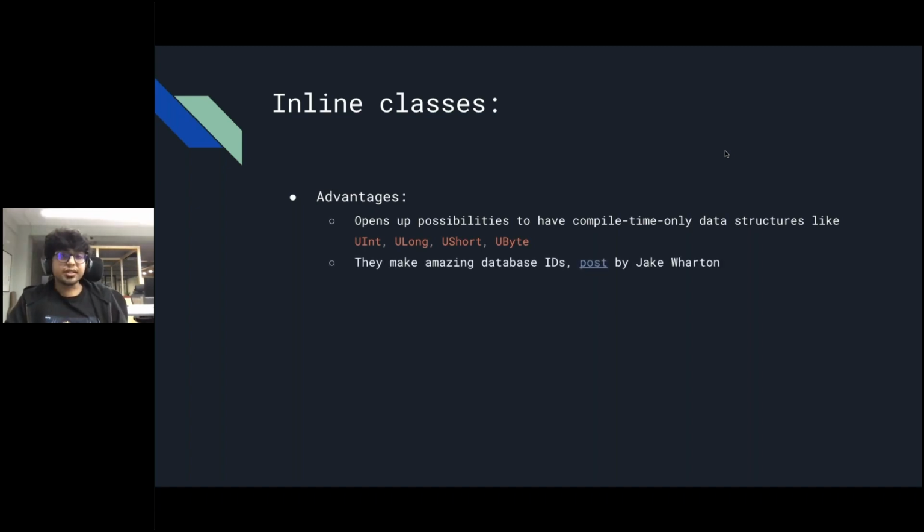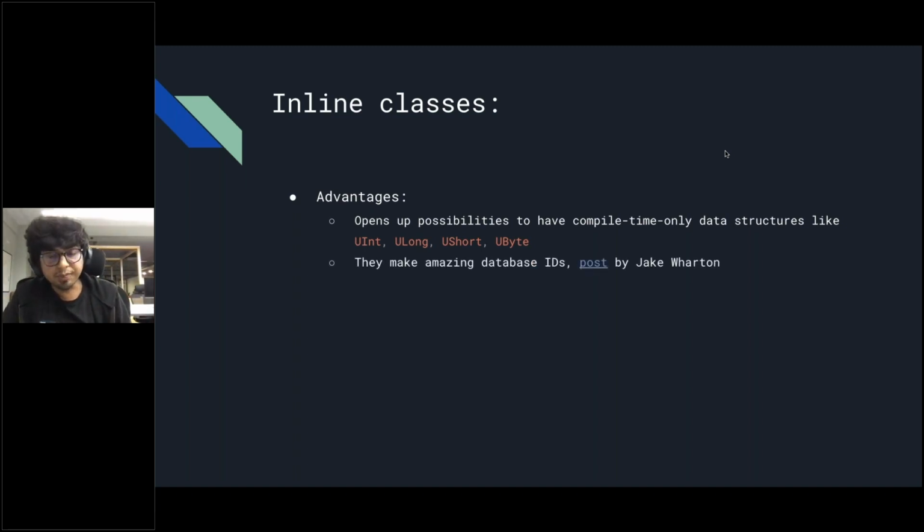Because of inline classes, when you can have runtime data structures, you can have compile time data structures for uint, but during runtime they will just be an integer, so you don't have to actually go to the overhead of doing these things. They make amazing database IDs.